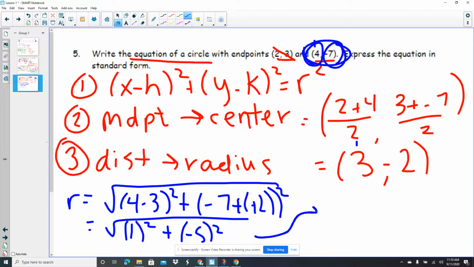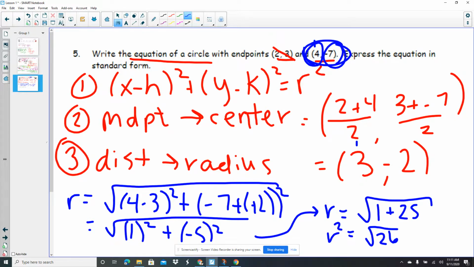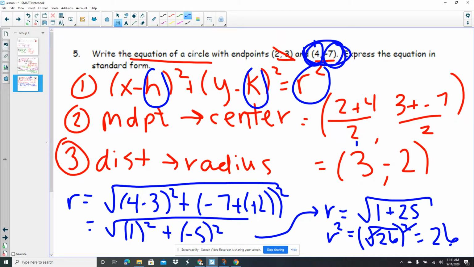And I want to caution you here. Make sure you keep this in parentheses if you plan to use your calculator, because -5 squared without the parentheses can tell you it's -25, which is certainly not the case. You should never get a negative underneath this radical when we're working with a distance. So we have 1 plus 25, which is radical 26. So if the radius equals radical 26, the radius squared equals 26. So we have the h, the k, and the r squared. We're going to plug that all in, and we can be done. I'm going to put it right at the top if I can squeeze it in.